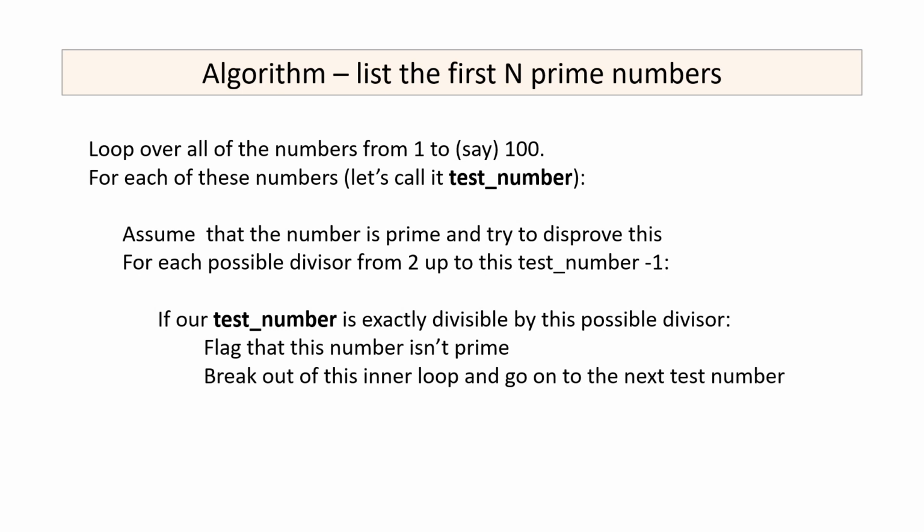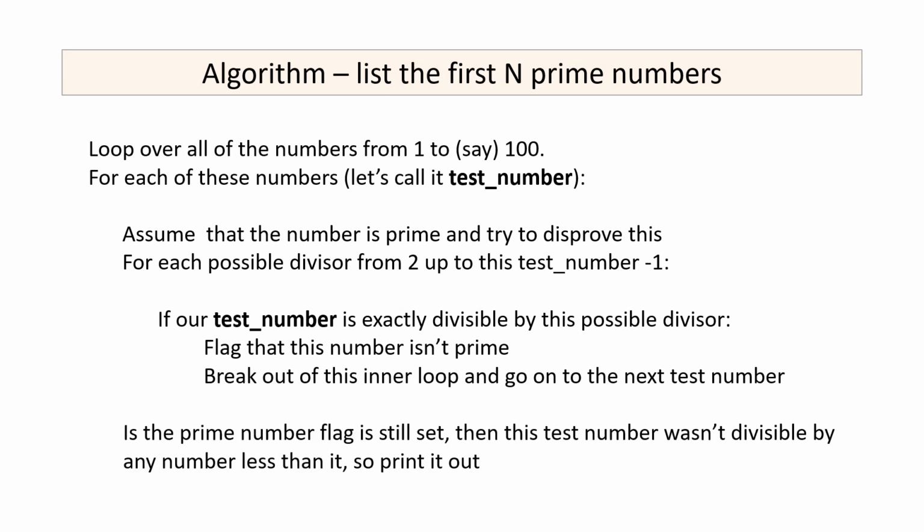And we can then break out of the inner loop because there's no point testing other possible divisors when we've already found one. But if we finish that entire inner loop and the number hasn't been flagged, then it must have been prime and we can print it out. Otherwise, we'll just go on to the next number.